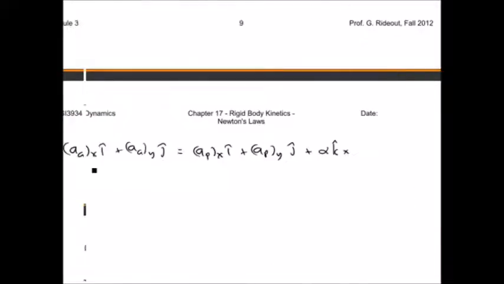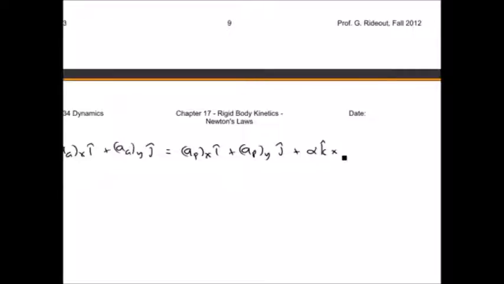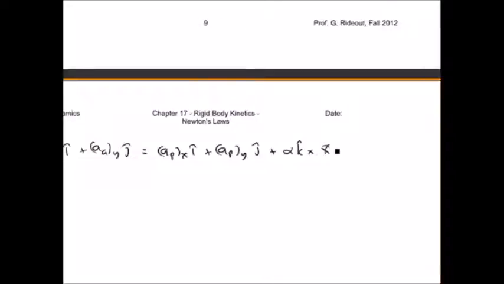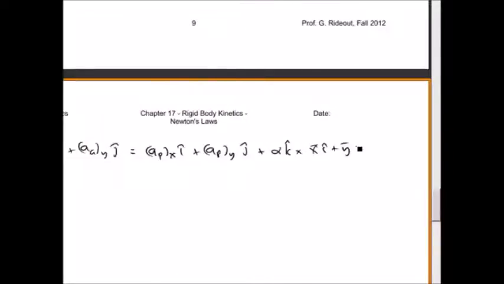Alright, so we'll get rid of that. We know it's there. Okay, a_G equals a_P plus a_G with respect to P tangential, alpha k crossed with x bar i plus y bar j. The normal component is minus omega squared r, so we can write minus omega squared times that r bar vector.